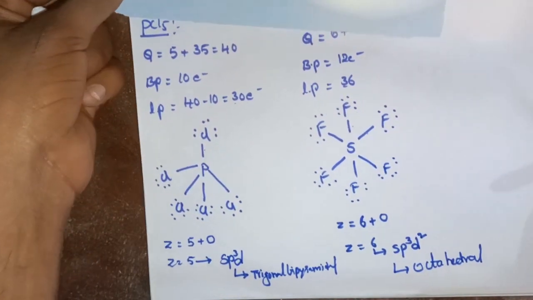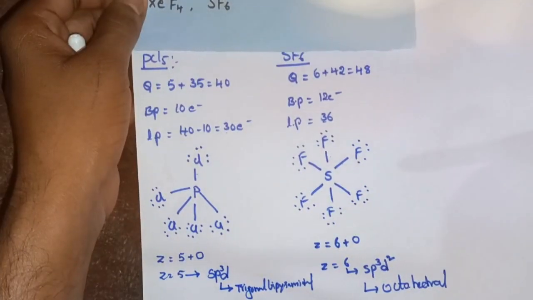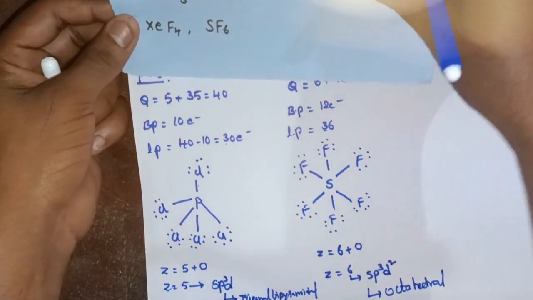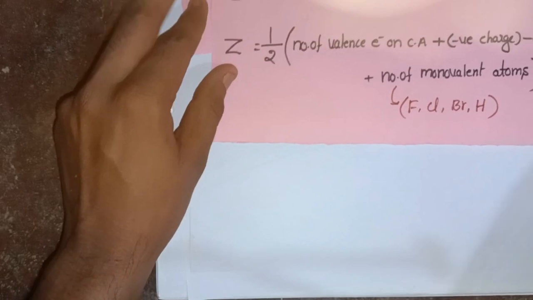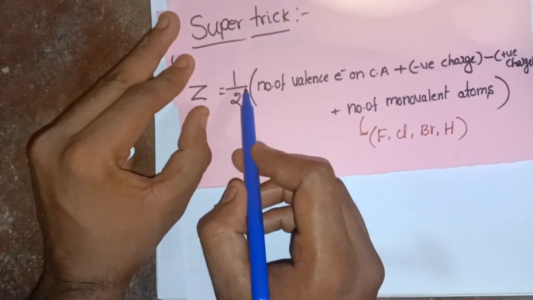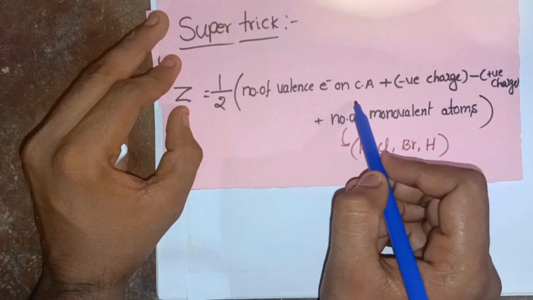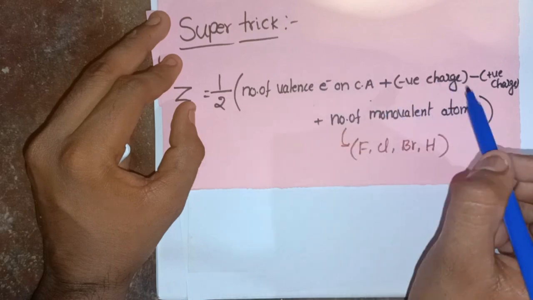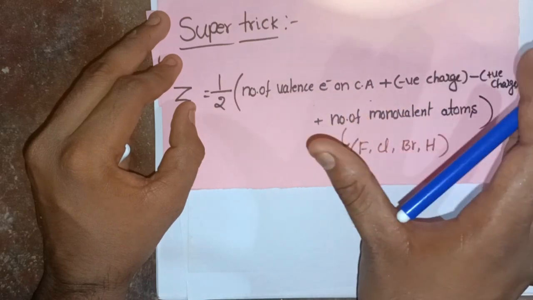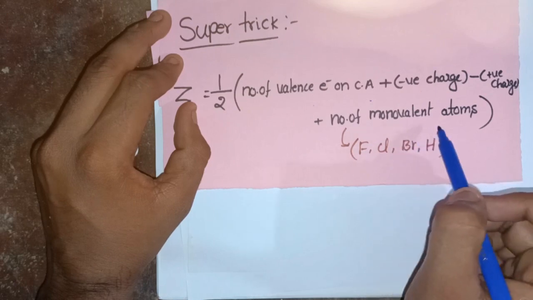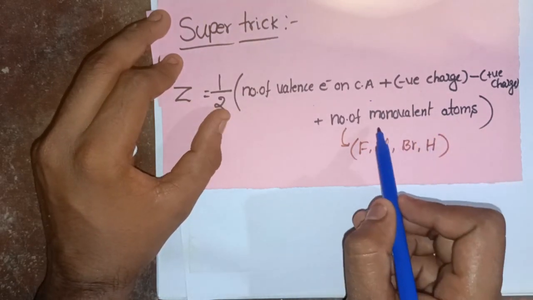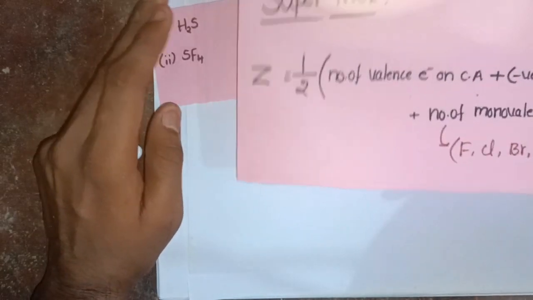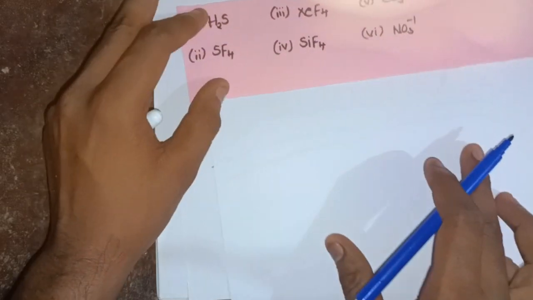We have another simple trick to find out the hybridization without drawing the structure. It is: Z is equal to 1 by 2 into the number of valence electrons on the central atom, plus the negative charge in the molecule, minus the positive charge if present in the molecule, plus the number of monovalent atoms. That is fluorine, chlorine, bromine and hydrogen. Let's see some examples for the molecules.